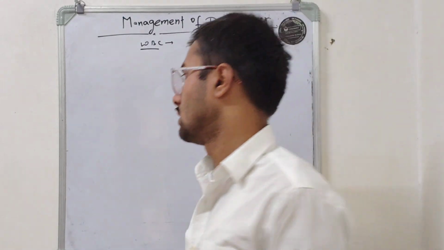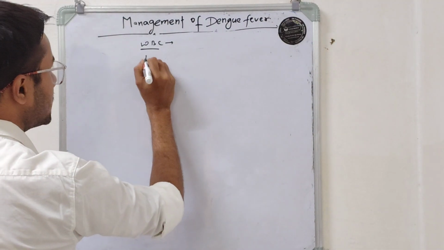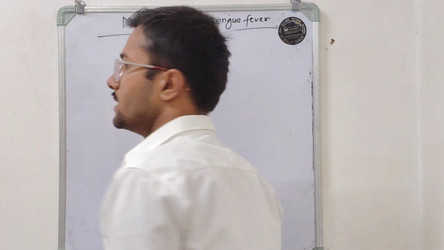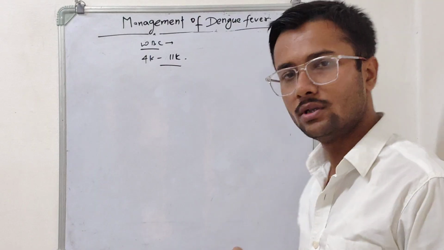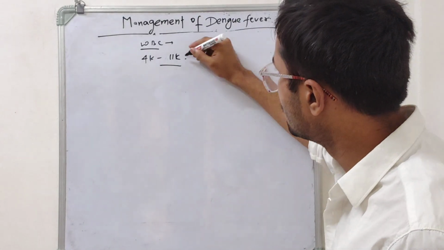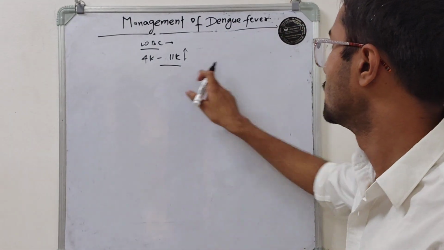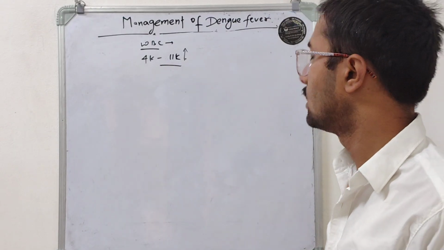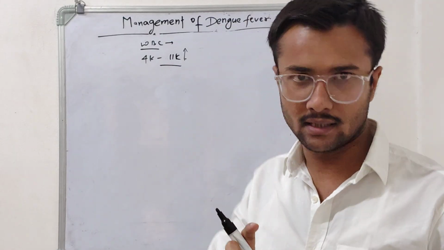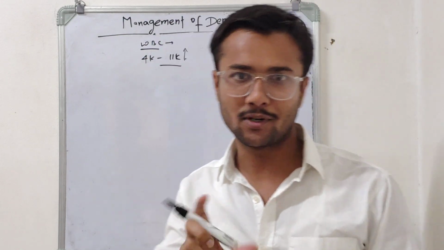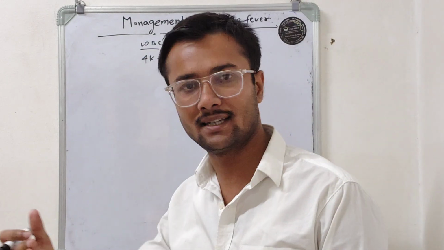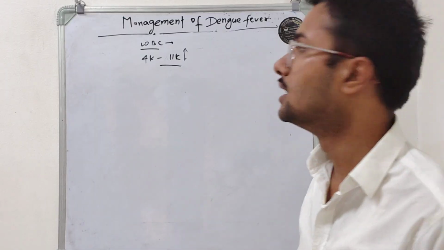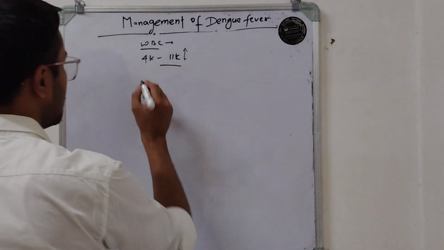A normal WBC count is 4,000 to 11,000. So when any patient has an infection, the WBC count is elevated, meaning the value is greater than 11,000. But in dengue virus infection, things are somewhat complicated, or you can say it contradicts the normal things. So what happens in case of dengue fever?